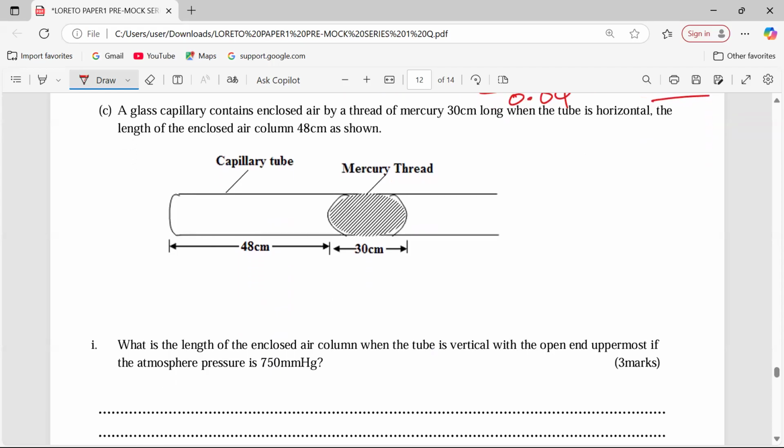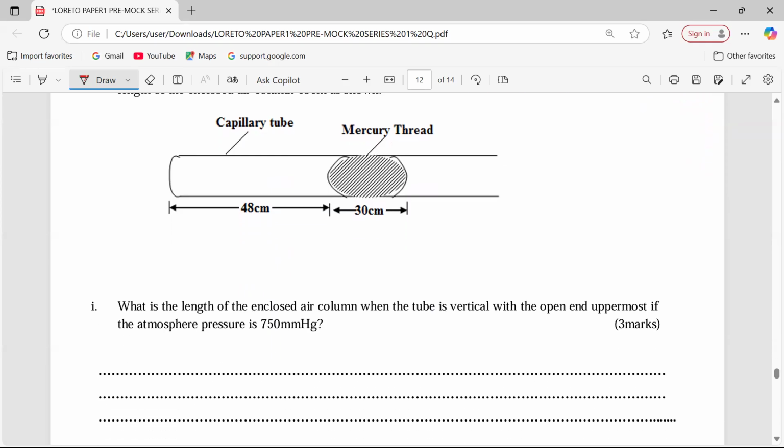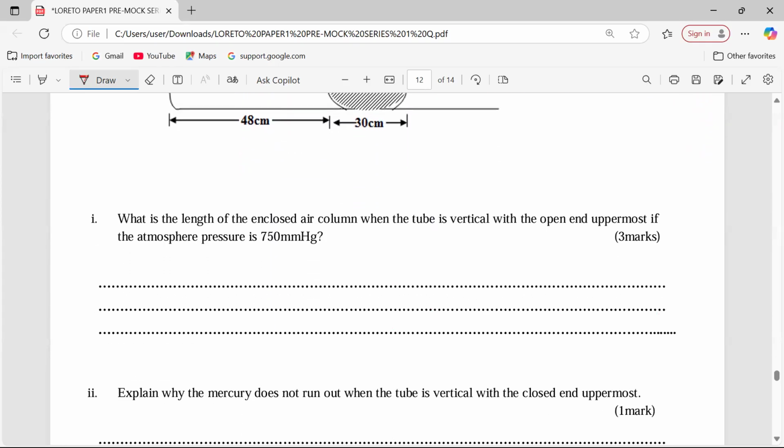Part C. Let's look at this. A glass capillary tube contains air enclosed by a thread of mercury 30 centimeters long when the tube is horizontal. When the tube is horizontal, the length of the enclosed air column is 48 centimeters as shown.